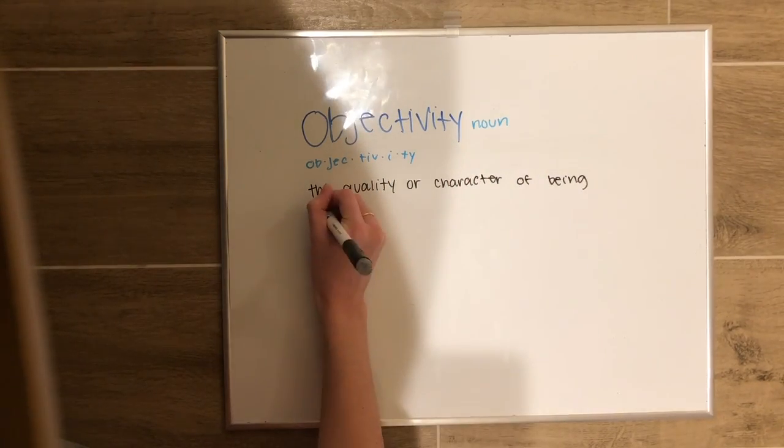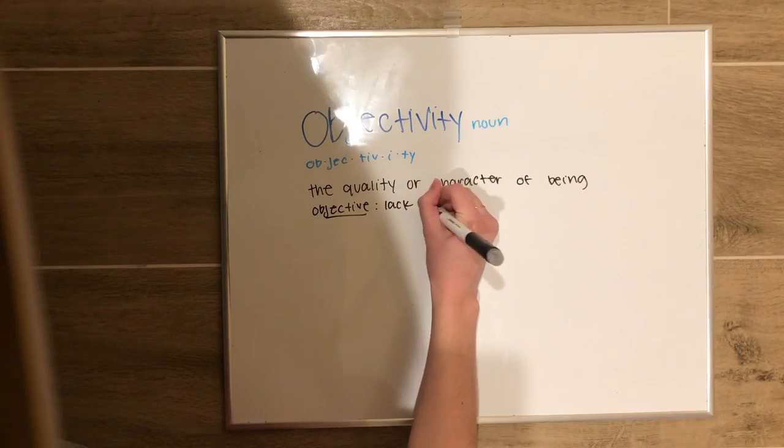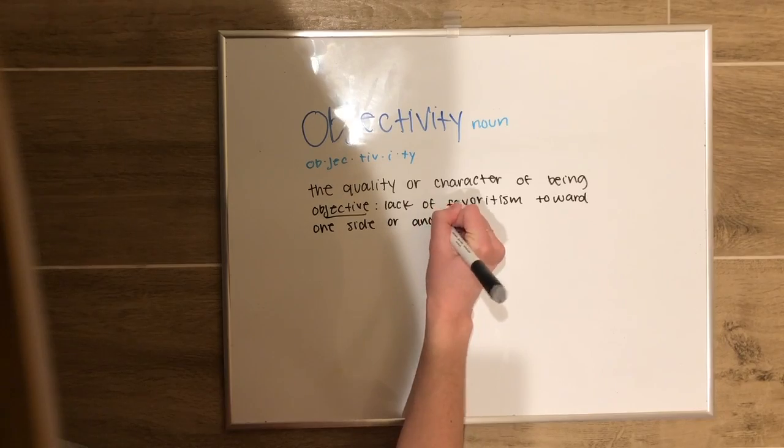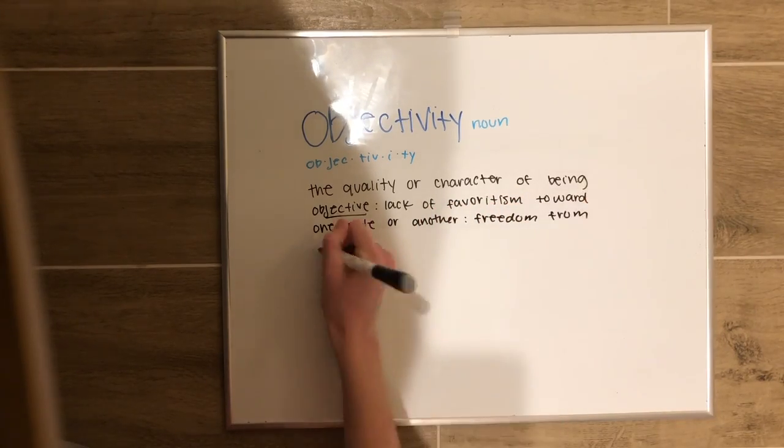Merriam-Webster defines objectivity as the quality or character of being objective, lack of favoritism toward one side or another, freedom from bias.